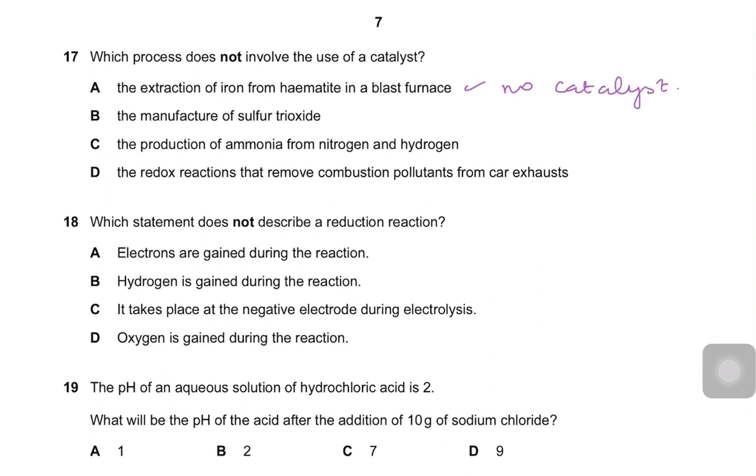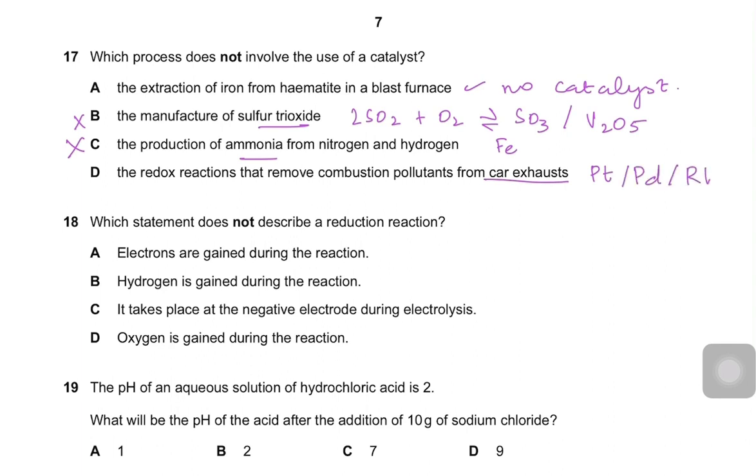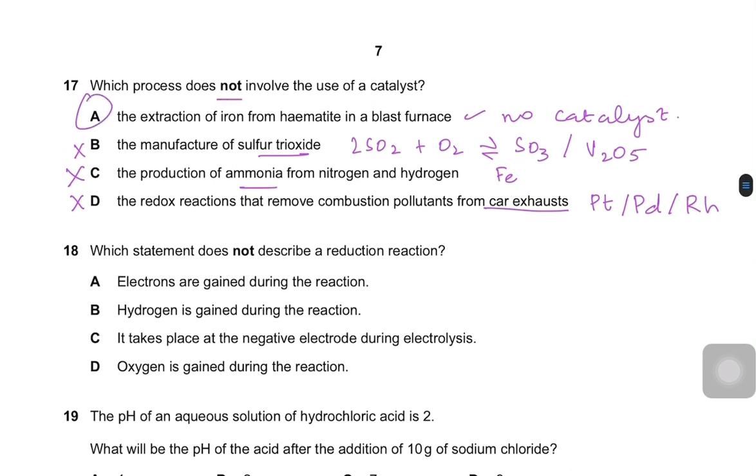The manufacture of sulfur trioxide. If you remember, sulfur dioxide and oxygen react to make sulfur trioxide with vanadium(V) oxide. So B is wrong. The production of ammonia. Ammonia is made by the Haber process, which requires iron as a catalyst. Let me write just the catalyst. The redox reaction that removes combustion pollutants from car exhaust. If you remember, car exhaust has palladium, platinum or rhodium. So D is also wrong. A does not involve a catalyst.